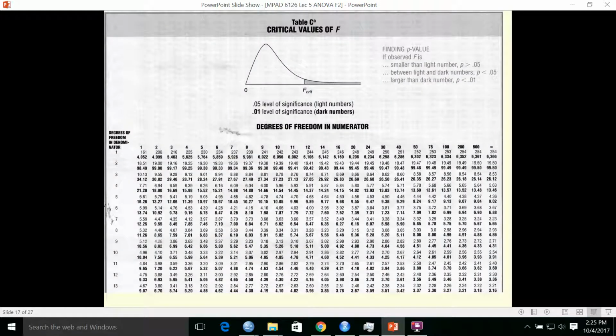So the F critical value with numerator degrees of freedom of 2 and a denominator degrees of freedom of 7 is 4.47 at 0.05. This table also has, in the dark, p less than 0.01, which corresponds with the area outside of the curve, which is equivalent to what we would consider our alpha level. So alpha less than 0.05 is 4.47.